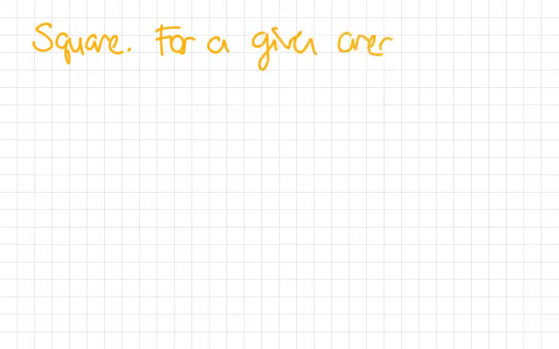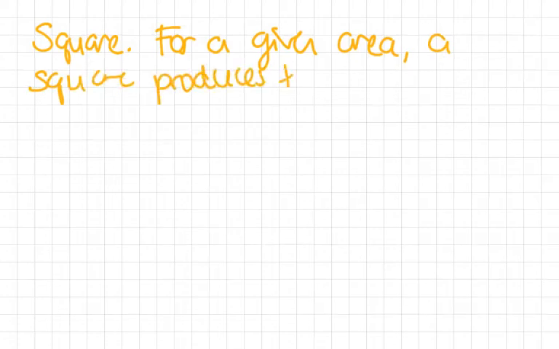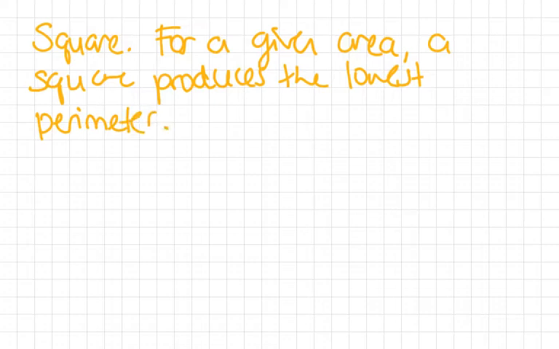So for a given area, a square produces the lowest perimeter. This is letter G on your handout.